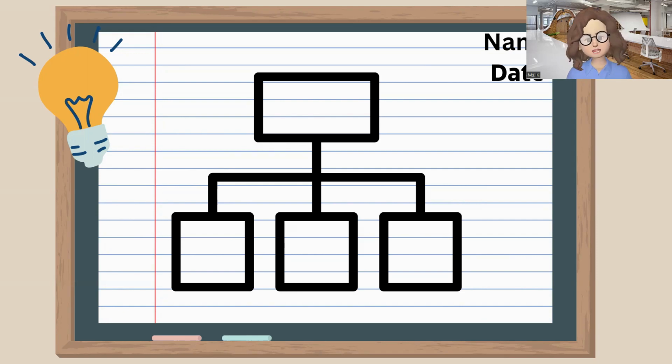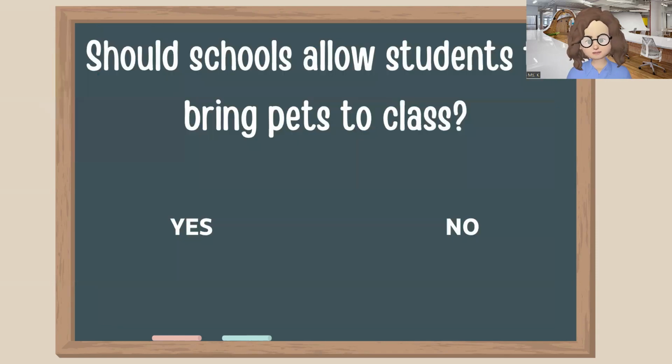Okay, now that you have your ideas and you're brainstorming and you have a clear argument, whether you think yes or no, now you're going to start to look for reasons to support your claim. So should schools allow students to bring pets to class? By now you should have a good idea, either yes or no. Remember, this is an argument. There's no right answer. You're trying to convince and argue why your reason is the better answer, okay?